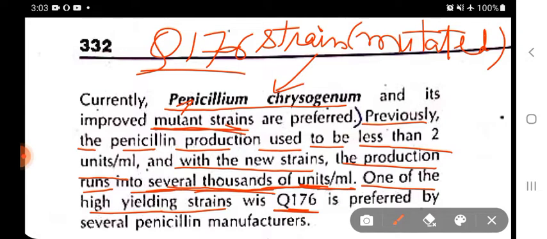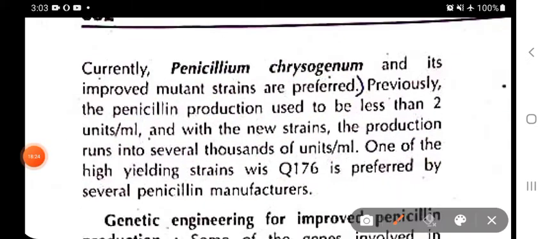So this is another chapter which will be given in your sixth semester, maybe, mutagenesis. Okay, there are different types of mutation that we can do. We can do random mutagenesis. We can do PCR based mutagenesis by applying change in the base pair of the DNA. Okay. So Q176 is an important mutant strain obtained by mutagenesis of Penicillium chrysogenum, which can yield a high amount of penicillin per ml of your culture medium.